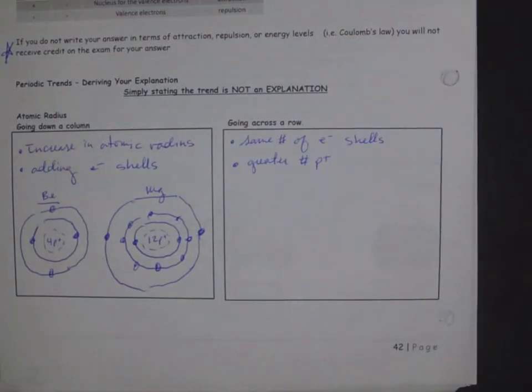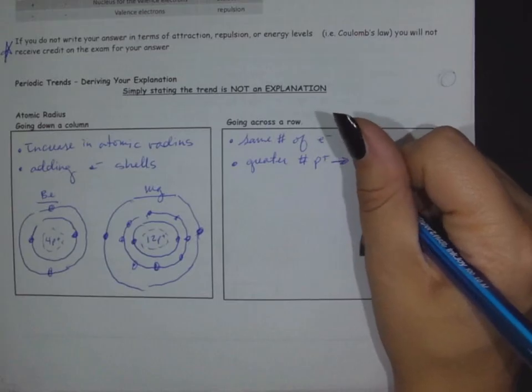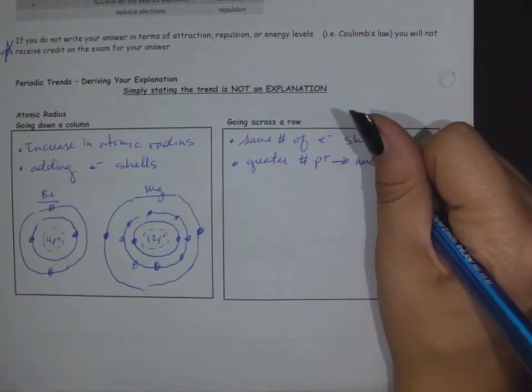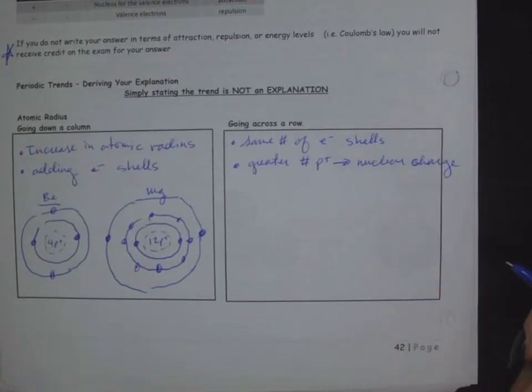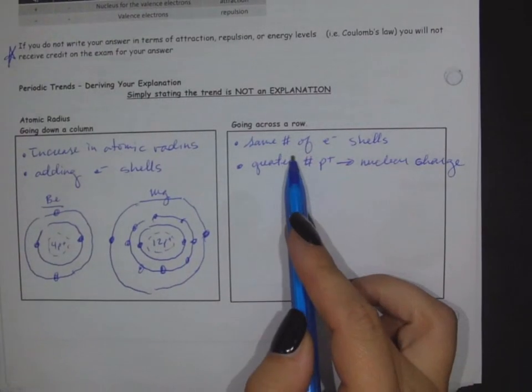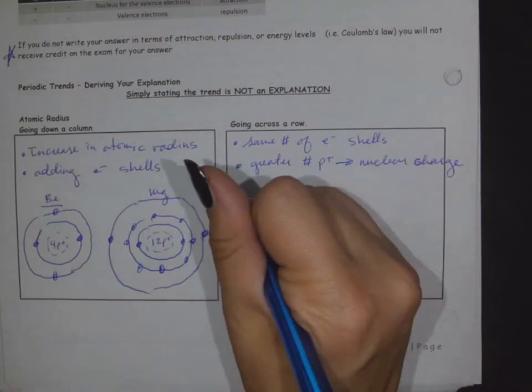Okay, this greater number of protons would mean that it has a greater effective nuclear charge, or sometimes they just call it nuclear charge. AKA, it pulls on them stronger. The nucleus pulls on the electrons more strongly. And then our last thing, if it asks you to include Coulomb's law, then do exactly that.